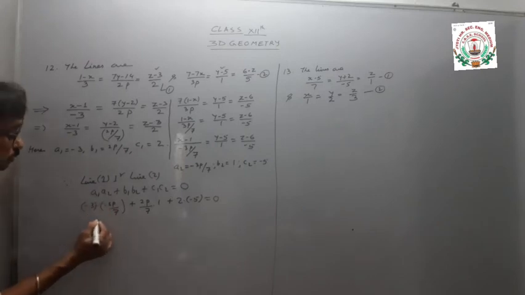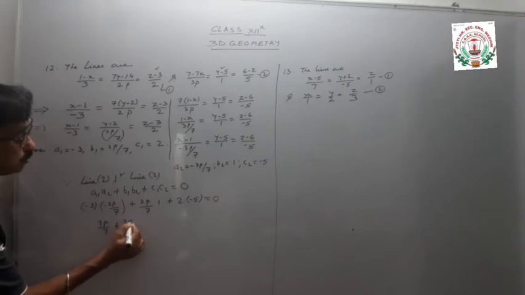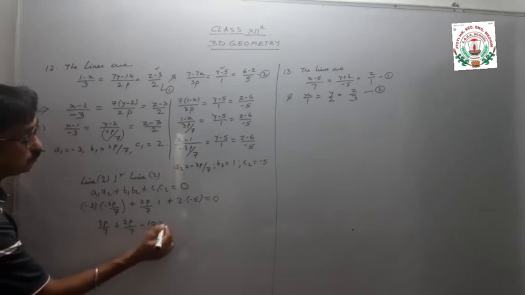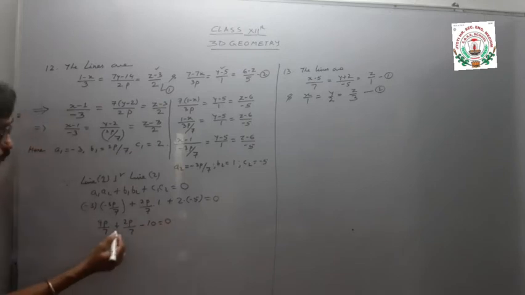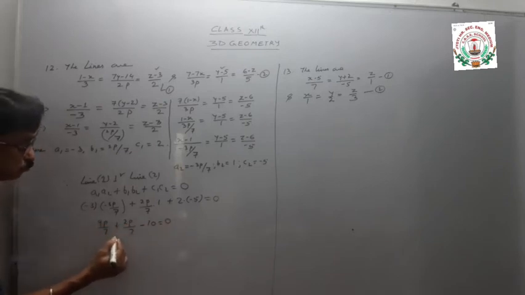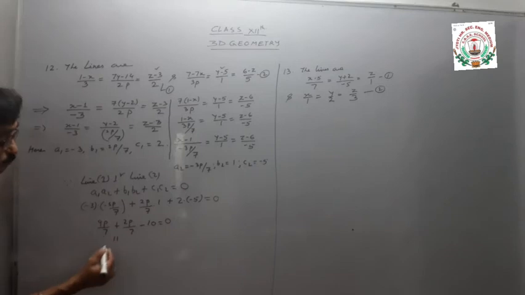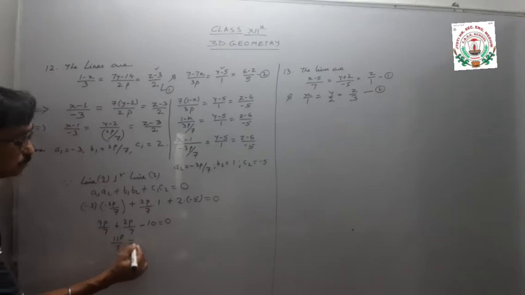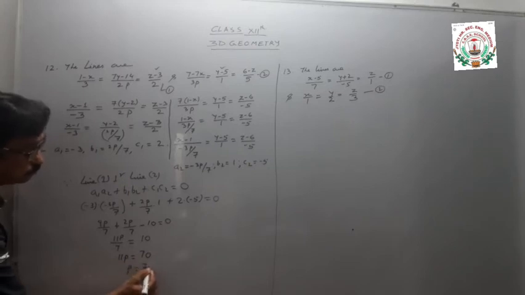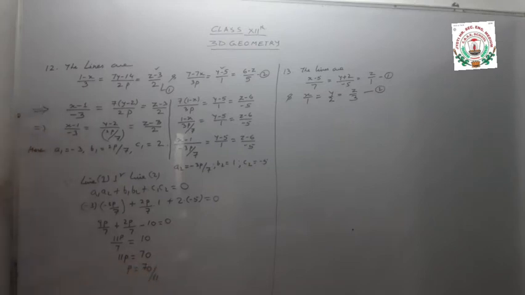So minus into minus plus 9p/7 plus 2p/7 and this becomes −10 equal to 0. 9p plus 2p, 11p, denominator 7, LCM होगा 7, 11p equals to 10, 11p equals to cross multiply 70, p is equal to 70 upon 11.